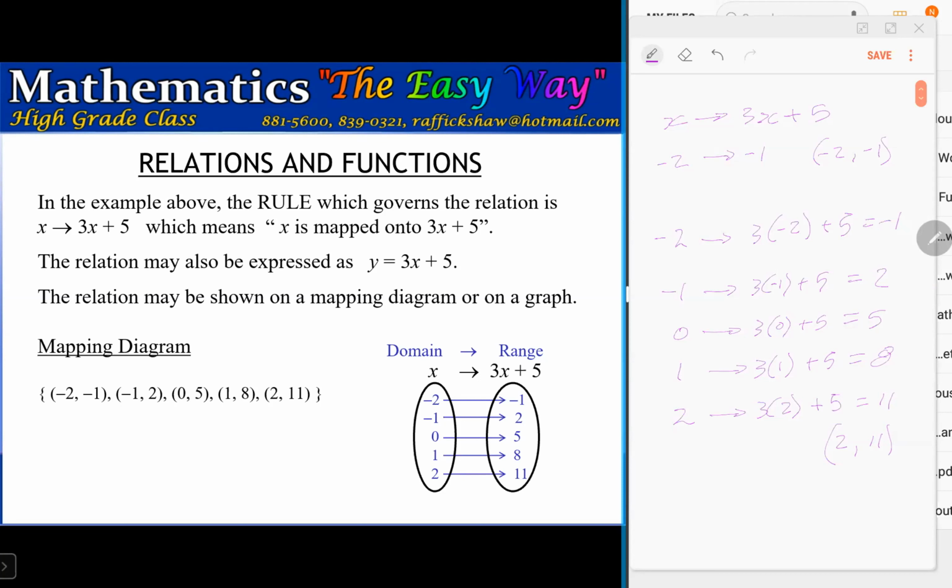And this will be a one-to-one relation because it's one value in the domain mapping to only one value in the range. So this will be a one-to-one relation, all right? Because the relations are described that way, in terms of how the mapping goes. One value in the domain mapping to one value only in the codomain.